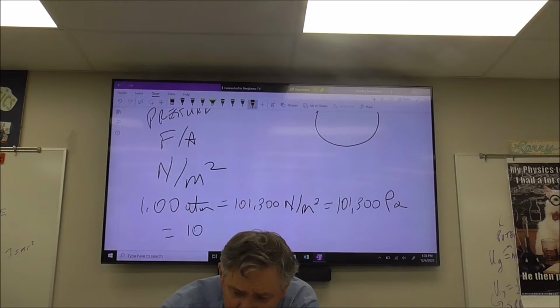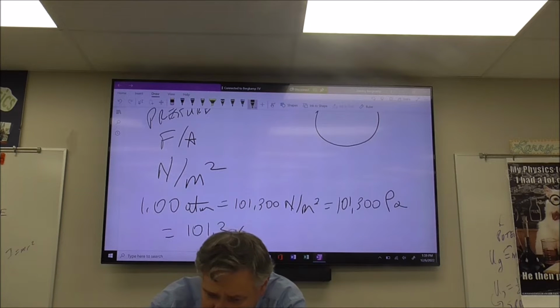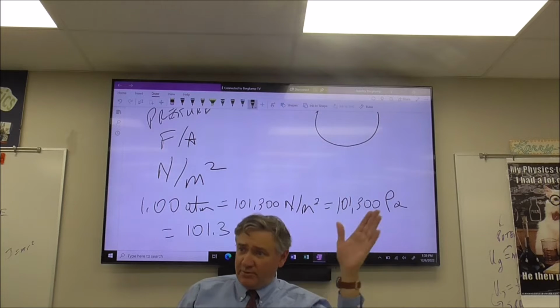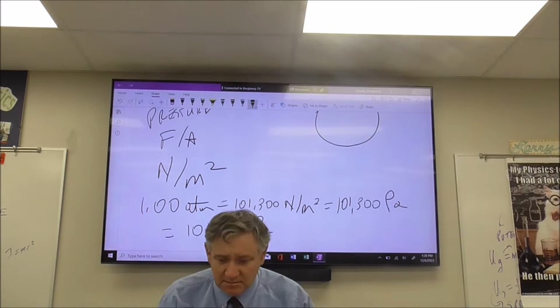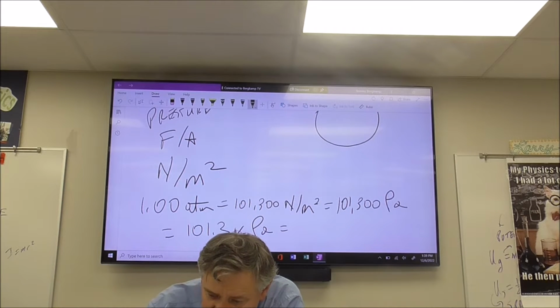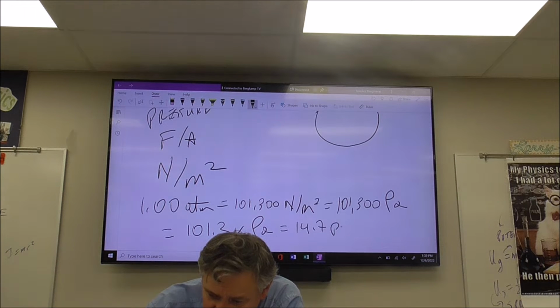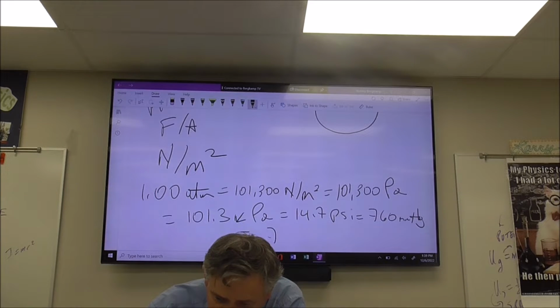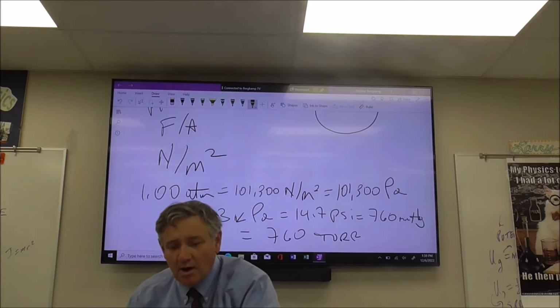And that's also equal to 101.3 kilopascals, which is just moving the decimal place over, going from pascals to kilopascals, which is also equal to 14.7 psi, which is also equal to 760 millimeters of mercury, which is also equal to 760 torr. What about bar?